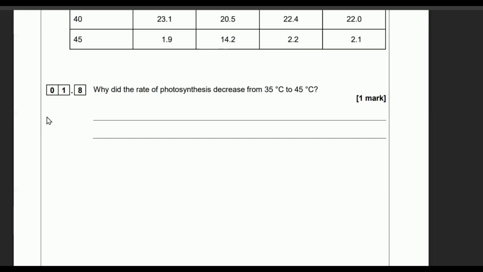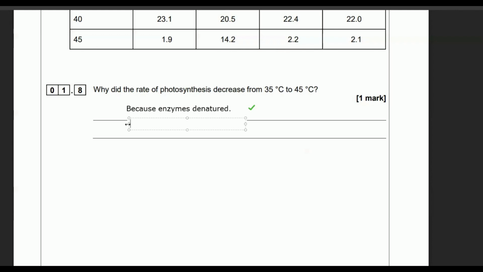So what we want to put here is, because enzymes denatured. Yeah, if you do biology A level, you learn all about the enzymes that are in control of photosynthesis, such as rubisco. So, yeah. And we might want to expand on this if they're getting a little bit fancy. You'll definitely get the mark for saying enzymes denatured.